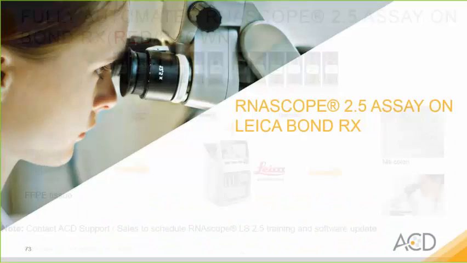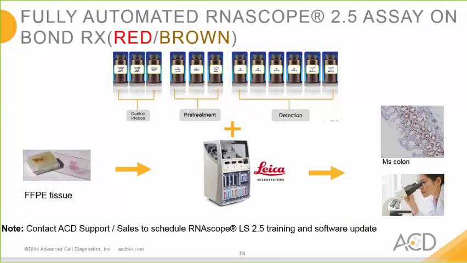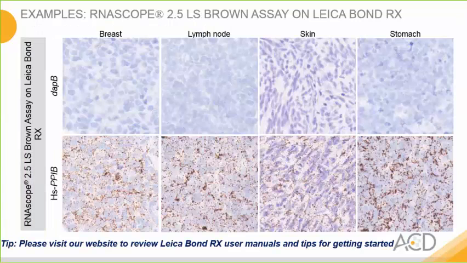Okay, so now this is showing the RNAscope 2.5 assays running on the Leica. It's showing the automation capability of the Leica platform from tissue to imaging. Again, here are examples of the 2.5 LS Brown assay in various tissues. The DAB negative control is clean, and PPIB shows strong punctate staining. So currently, this platform is capable of running the red, brown, duplex, chromogenic, and the fluorescent assays.